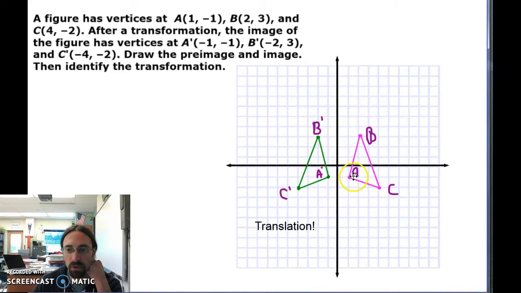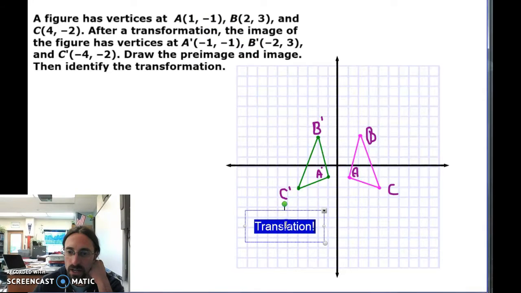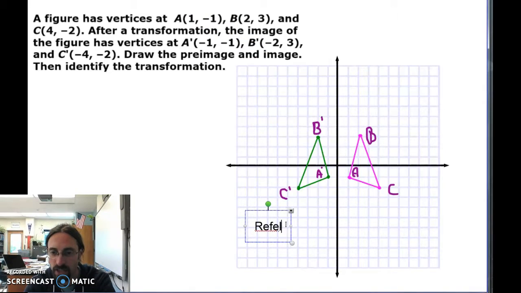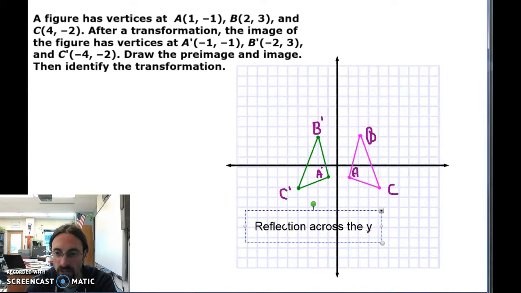Okay, I've gone ahead and plotted points A, B, and C on my coordinate grid. I then have plotted A prime, B prime, and C prime. And clearly, when you look at this, you can say, oh, it is a reflection. So why did I write translation? It is definitely not a translation. It is a reflection across the what axis? Y-axis.